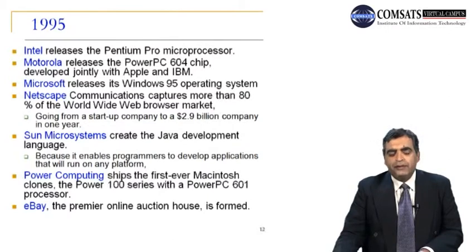So for internet web browsing, Netscape Communications was used. In the same year, Sun Microsystems created the Java development language, which made it to the market. It enables programmers to develop applications that will run on any platform. It is the claim of Sun Microsystems that Java is platform independent. For each platform, a Java virtual machine has been created.